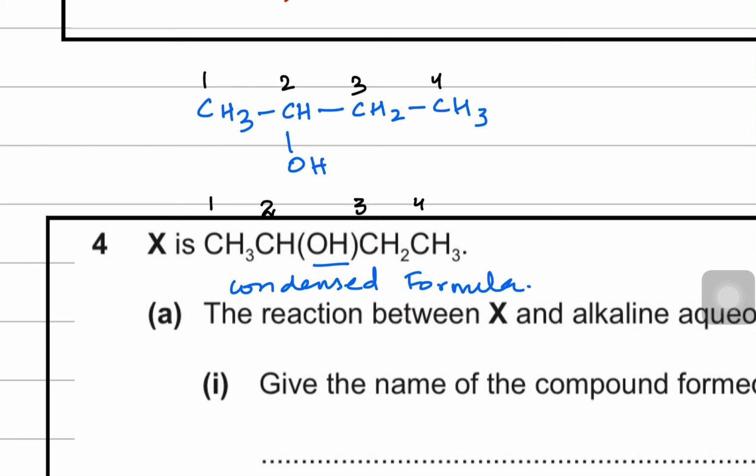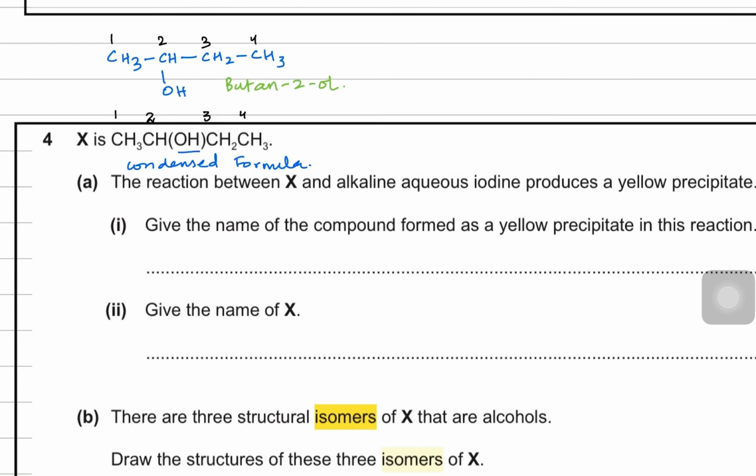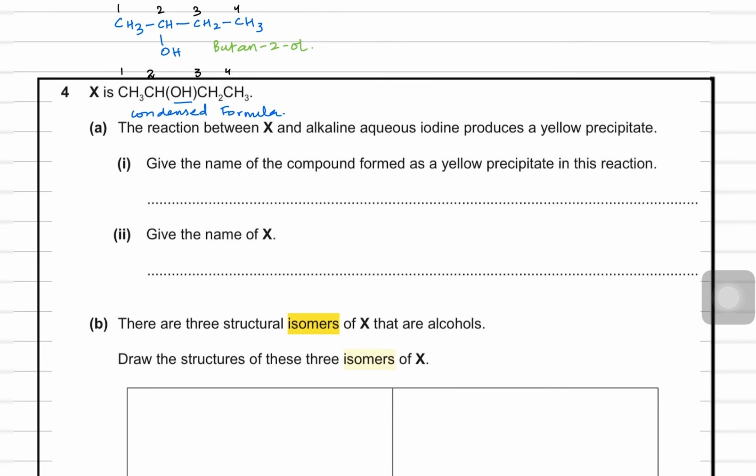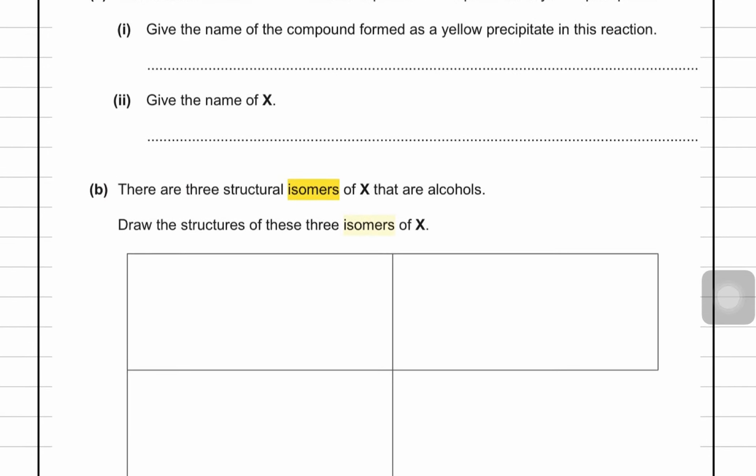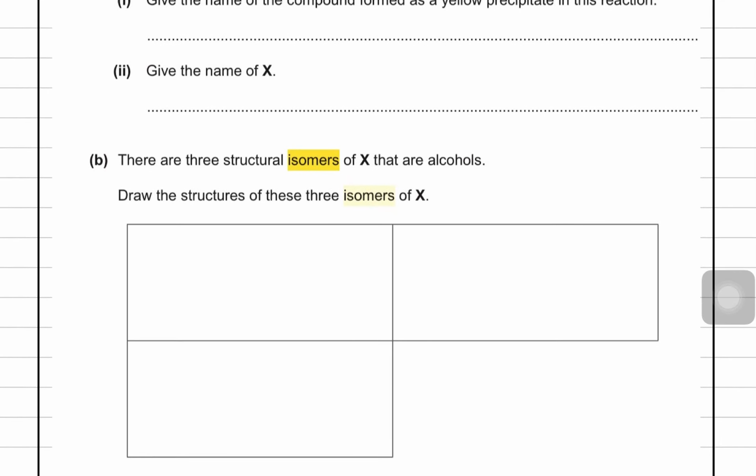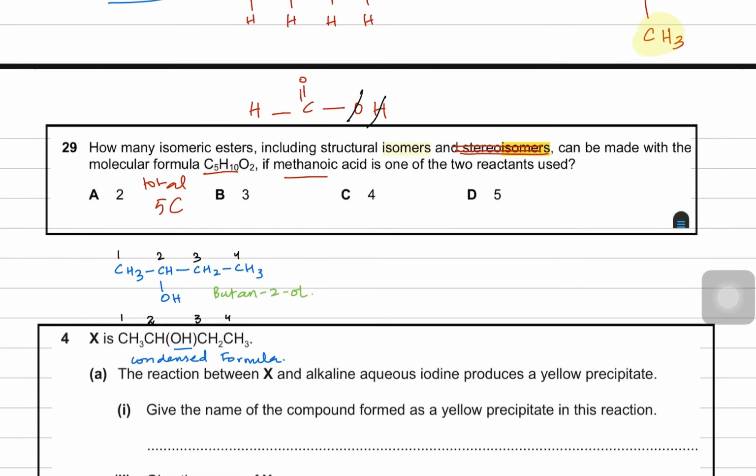Pause the video and think about its name. Now I hope the name that you reached was butan-2-ol. It's butan-2-ol. Now where is the isomer question? Read part B. It says there are 3 structural isomers of X that are alcohols. Draw the structures of these 3 isomers. Look at butan-2-ol.